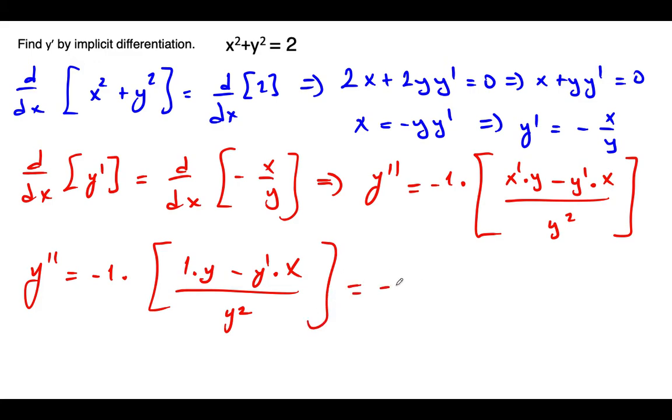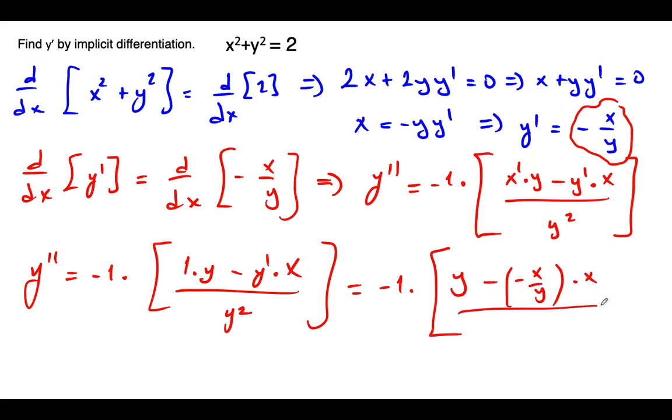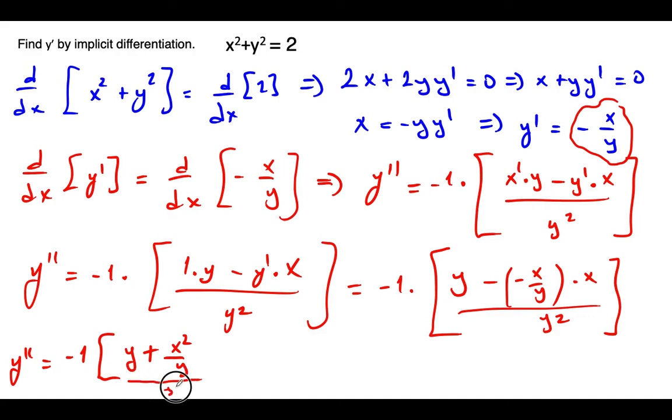So it will be negative 1 times, so y minus, now instead of y prime, if I put negative x over y here, so y minus y prime times x divided by y squared. So it is equal to y double prime negative 1 times. So this negative and this negative will be positive. So y plus x times x will be x squared over y, and divided by y squared.